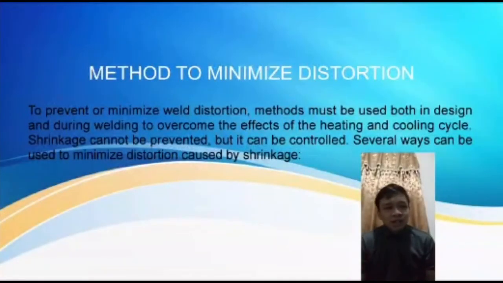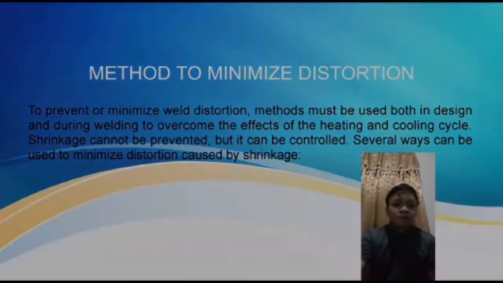Okay, now I will explain the methods to minimize distortion. To prevent or minimize weld distortion, methods must be used both in design and during welding to overcome the effects of the heating and cooling cycle. Shrinkage cannot be prevented, but it can be controlled. Several ways can be used to minimize distortion caused by shrinkage.